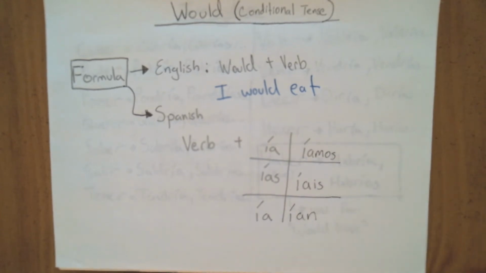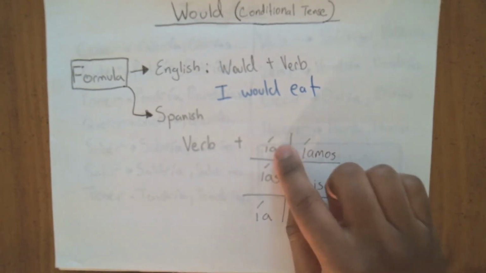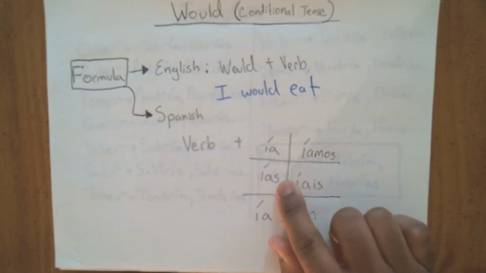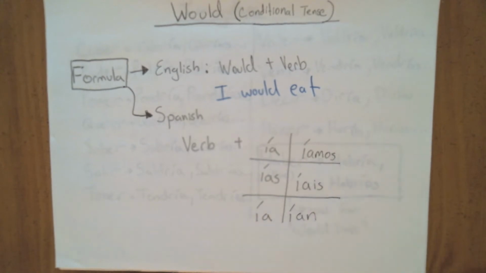And if you notice, there are 6 of these because these all correspond to the personal pronouns in the Spanish language. If you have a verb that you're saying that you would do, but you're saying I would do it, it's in the yo form, it would be ía. Okay, so this is in the yo form. Ías is in the tú form. Ía is in the él, ella, usted form, which means he, she, or you formal.